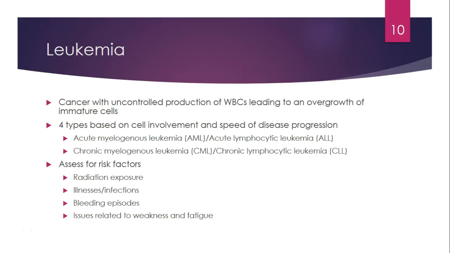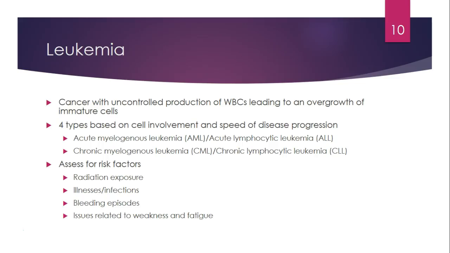WBCs, so you talk about issues with that. So I mentioned leukemia before, but this is a cancer of uncontrolled production of WBCs taking over. Oftentimes, what you see then is that your body just wants to make the white blood cells and it fails to make the other blood cells, and that can become a problem. There are four major types depending on what cells are involved and what's preceded the disease. So you can look at those below.